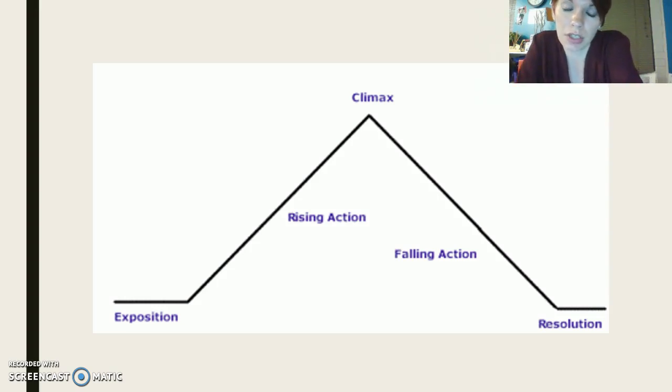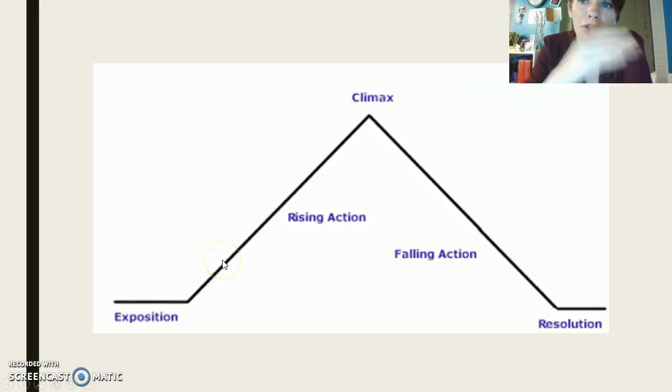Exposition, rising action, climax, falling action, resolution. You've probably been seeing these since elementary school. Do you know which one is the longest in most stories? If you said rising action, you are correct. So the gradually increasing conflicts, the gradual cause and effect, cause and effect, cause and effect. The big ending, the climax, happens toward the end.